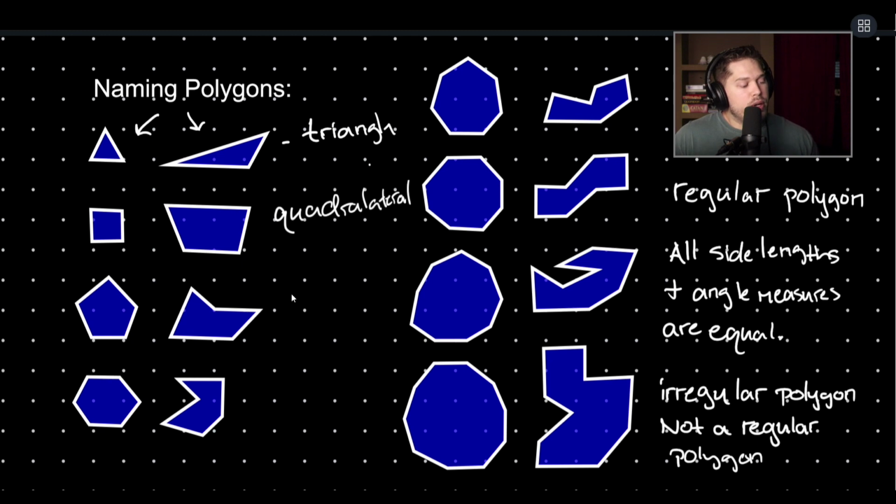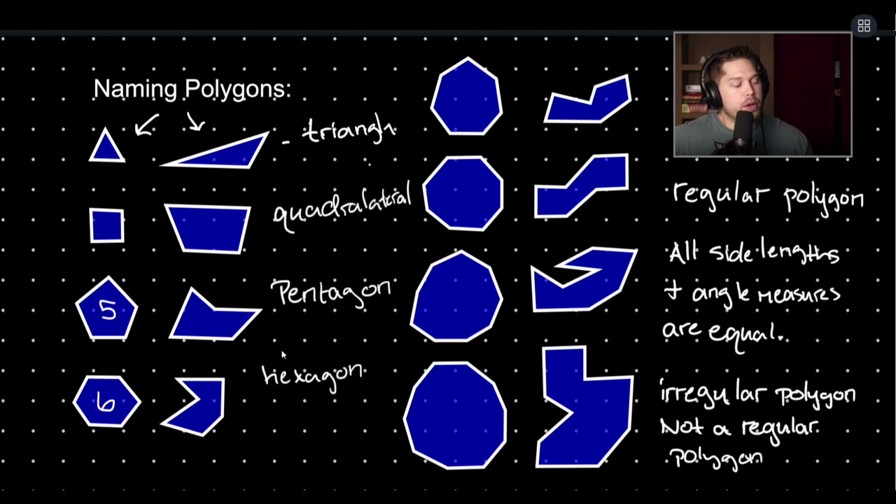Okay, the next one is pentagon. So your five-angled shape or five-sided shape is a pentagon. You can remember this because the Pentagon building looks like this from above. Your six-angled shape or six-sided shape is a hexagon. I remember this word because both the word six and the suffix hex have an X in it. And so your hexagon is your six-angled shape.